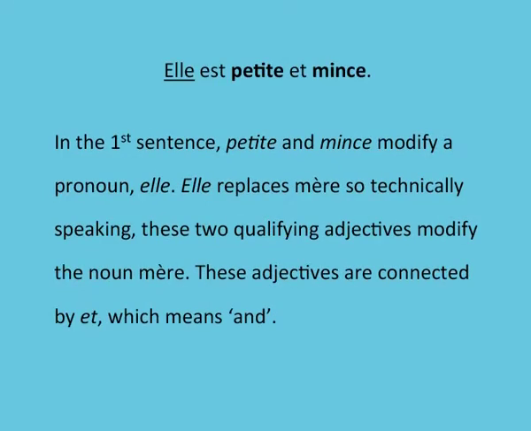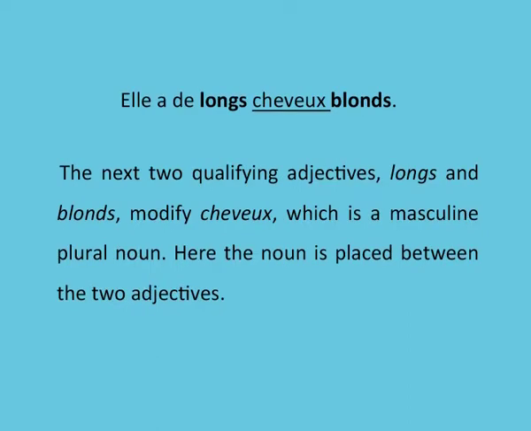In the first sentence, petite and mince modify a pronoun elle. Elle replaces mère, so technically speaking, these 2 qualifying adjectives modify the noun mère. These adjectives are connected by et, which means and. The next two qualifying adjectives, long and blond, modify cheveux, which is a masculine plural noun. Here the noun is placed between the two adjectives.